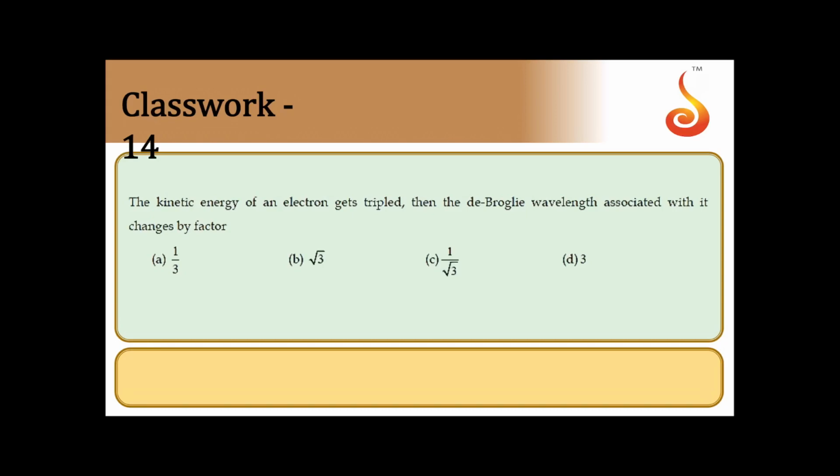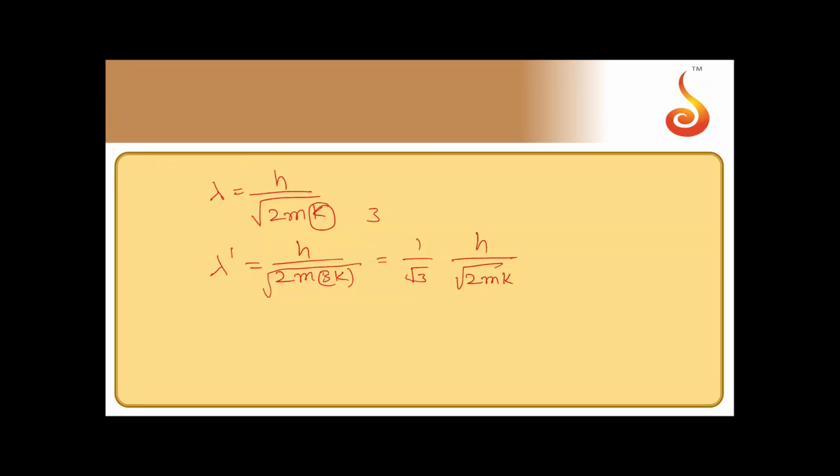Kinetic energy of an electron gets tripled, then de Broglie wavelength associated with it changes by factor. So kinetic energy de Broglie wavelength relation is lambda is equal to h divided by root of 2mk. Now if this kinetic energy is made 3 times, new wavelength will be h divided by root of 2m3k. Now this 3 can be taken outside, it will be 1 by root 3 into h divided by root of 2mk. Now this is nothing but original wavelength, so it will be lambda by root 3.